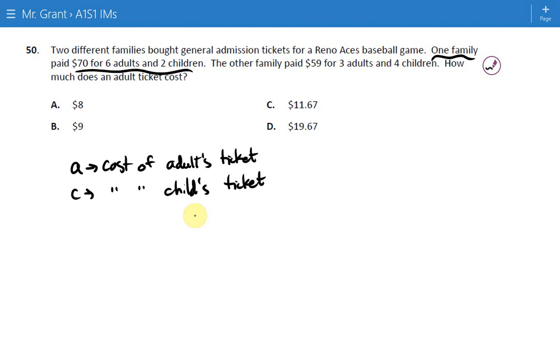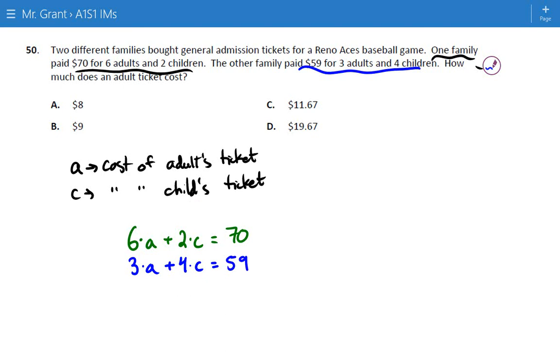So if 6 adults paid for tickets, then we had 6 adults paying some price. Let's say the price was $10. We'd do 6 times 10, they paid 60 bucks. And then we had 2 children that had to pay children's prices. When they did all that, that ended up being $70. Okay? Our second family here, we have 3 adults and 4 children. And when we do all of this, that ends up being $59.